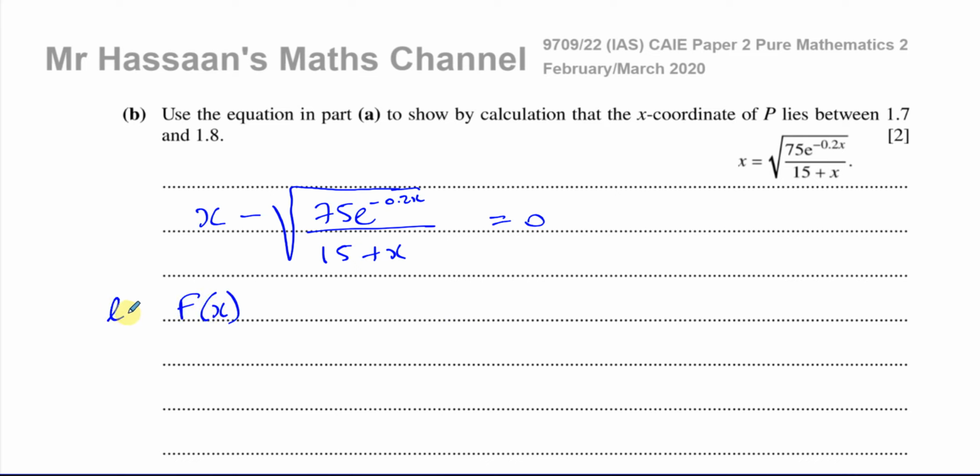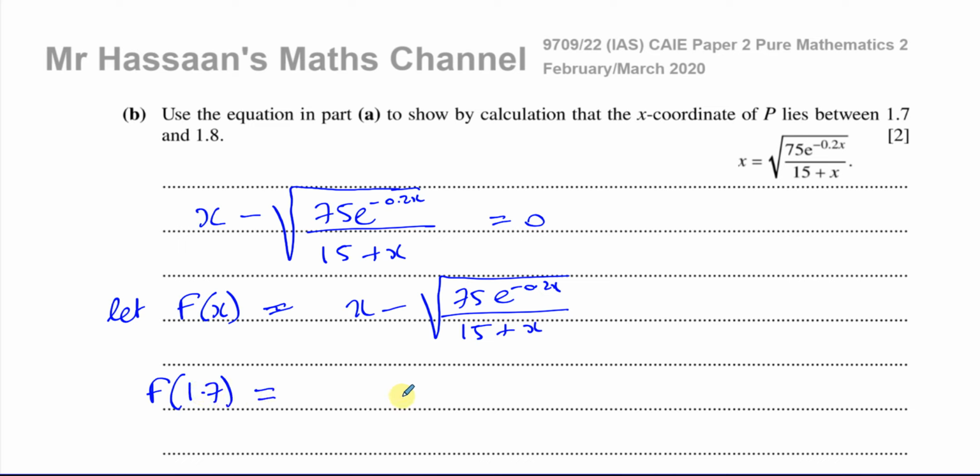I'll say let f of x equal this whole thing, so x minus the square root of 75 times e to the power of negative 0.2x over 15 plus x. Okay, so now I'm going to substitute in here the 1.7 and see what I get. So I have 1.7 minus the square root of 75 times e to the power of negative 0.2 times 1.7 over 15 plus 1.7. I'm going to see what I get.